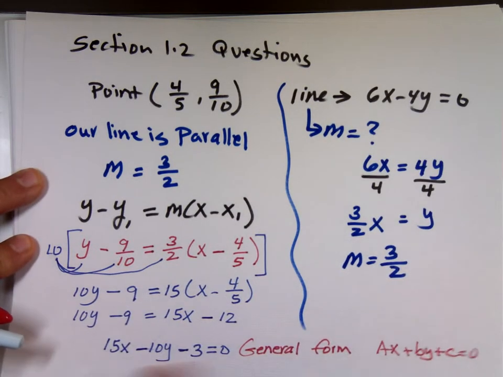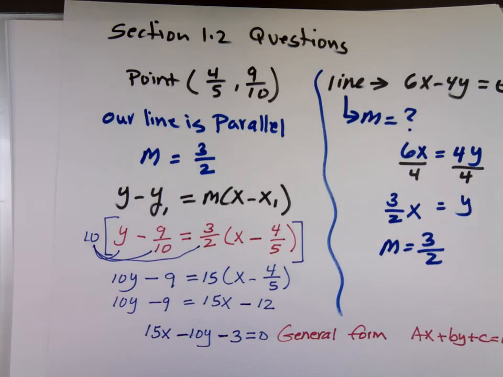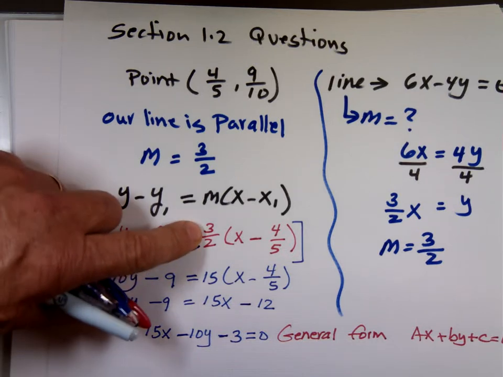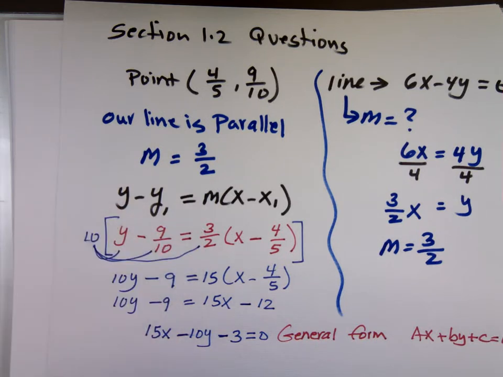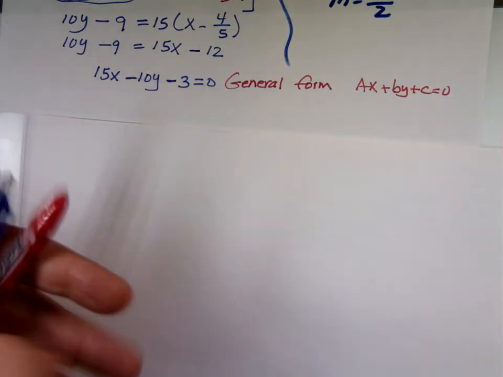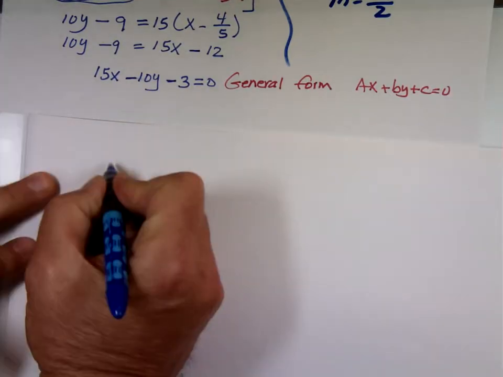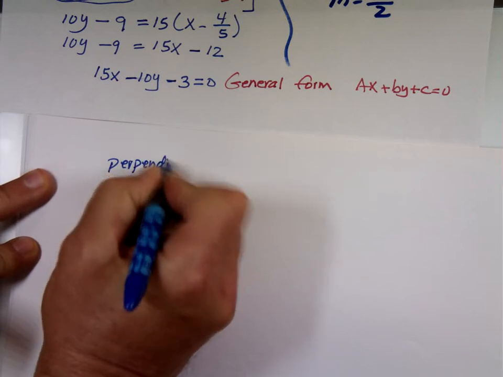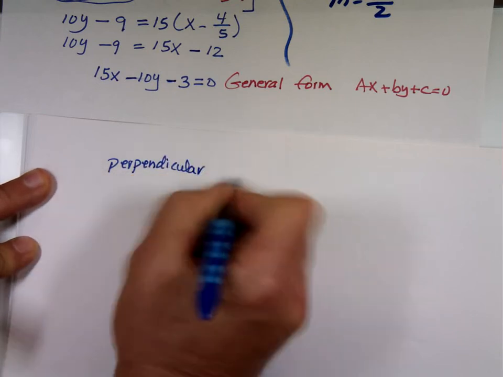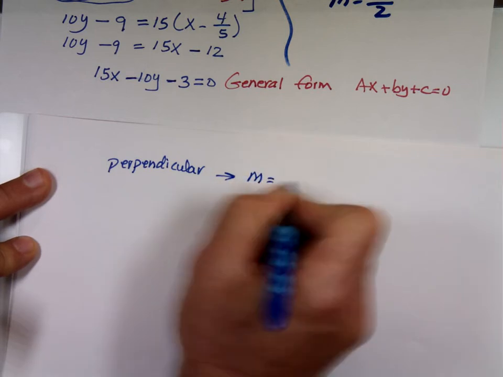Okay, that's this one. Any other question? And the other one was perpendicular, I think, the second part. If it's perpendicular, what's the difference? Negative reciprocal. This will be a negative 2/3 slope, right? So you repeat the process for part B. So for part B, perpendicular, that means the slope is going to be negative 2/3.